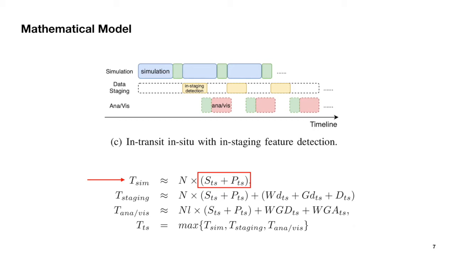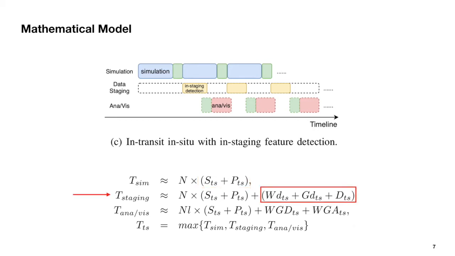The first component is the simulation. So the time to compute the simulation equals n times s plus p. N represents the number of iterations. S represents the time to compute the simulation for each iteration, and p represents the time to put the data into the data staging service.